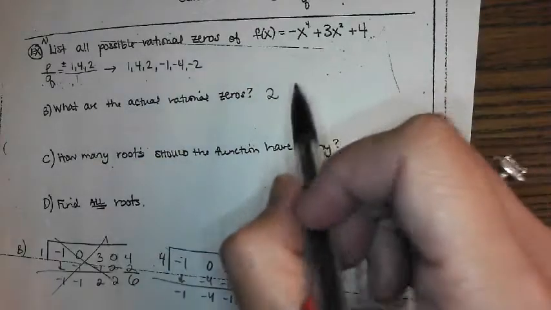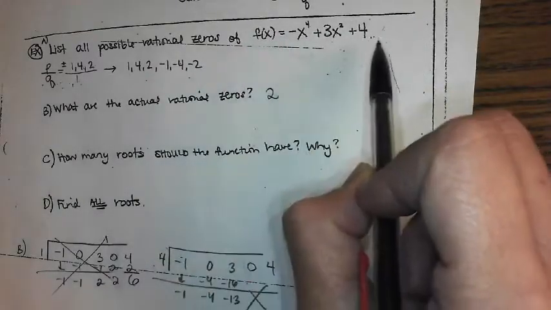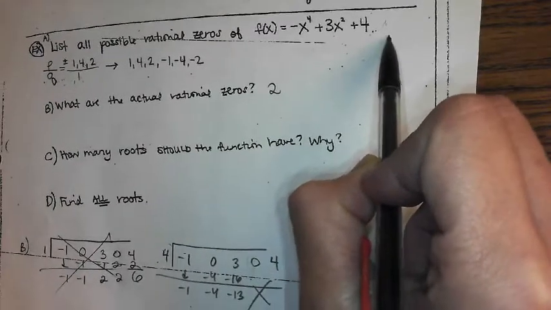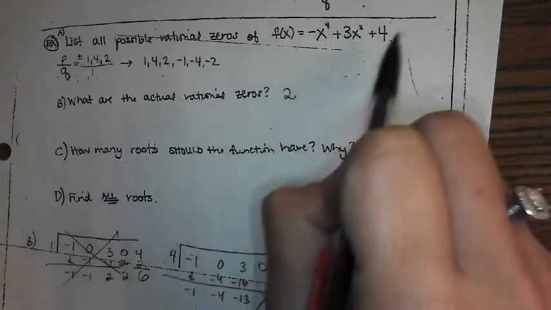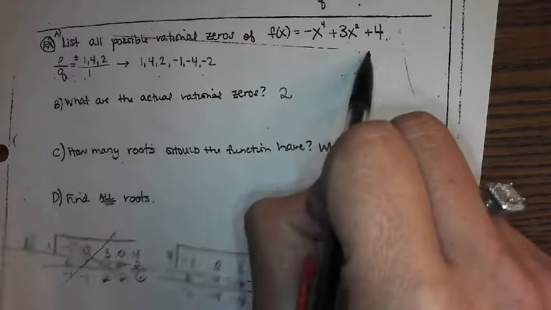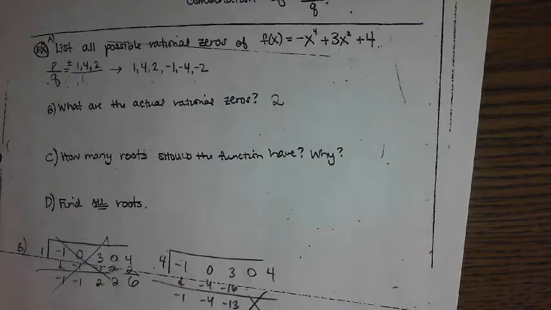No, I mean, how many zeros total could this thing have? 4. We have 6 possibilities to test from, but we definitely only have 4 zeros, and they might not even all be rational. But I'll tell you what, if you get 1 rational zero, let me think. If you get 1 rational zero, there have to be at least 2.